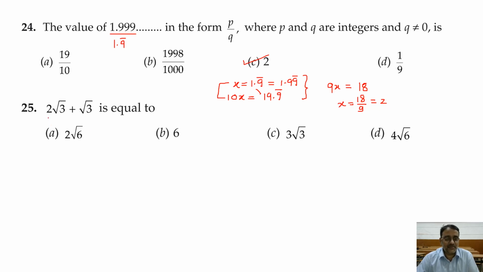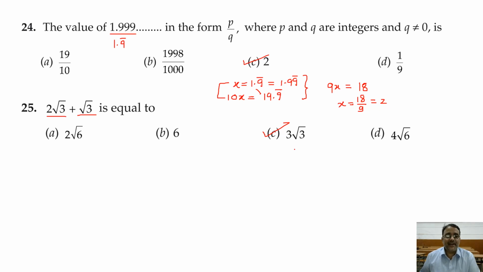अच्छा, मैं एक क्वेश्चन पूछता हूँ, चलो 2x plus x कितना होगा? 3x. So which is the correct answer here? Option C, 3 root 3. ठीक है, 2 times root 3 plus 1 time root 3 is 3 times root 3. This is clear? Yes, sir.